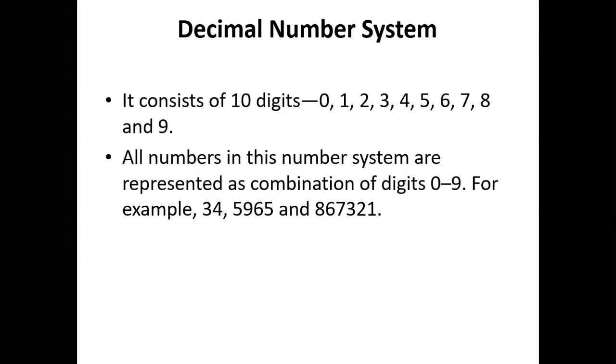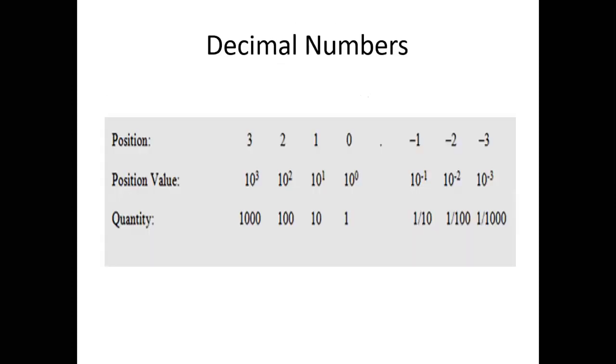Okay. Now, just to say something about the concept of positions. Remember when we were calculating the position value, we said that for numbers like this one, the rightmost digit is in the rightmost position. So this is position 0. Then as we come to the left, position 1, position 2, position 3.